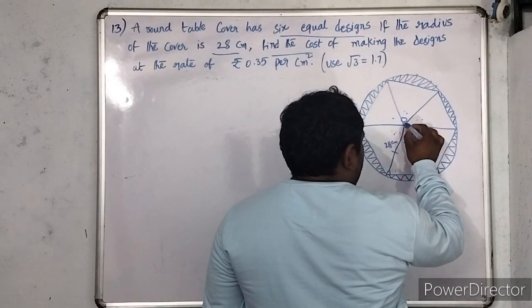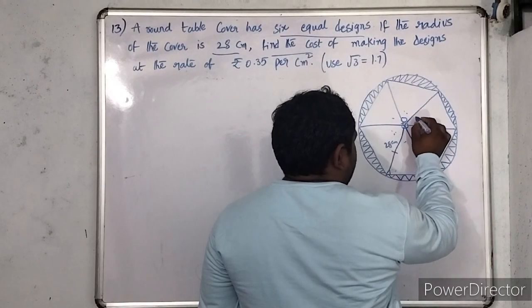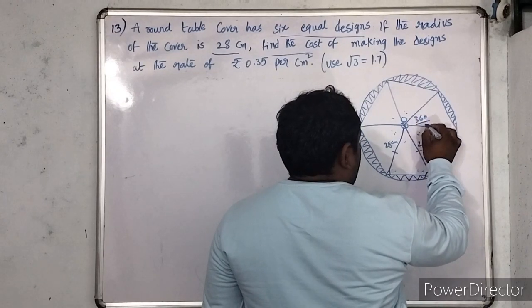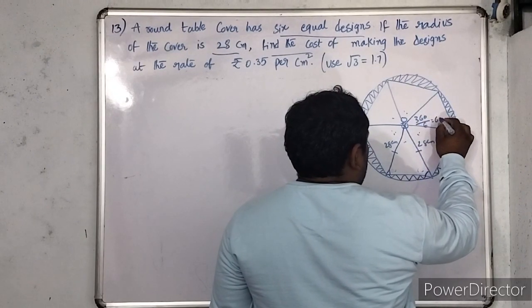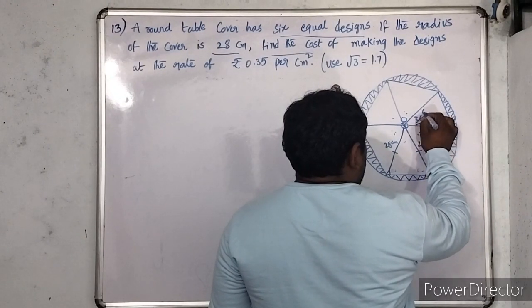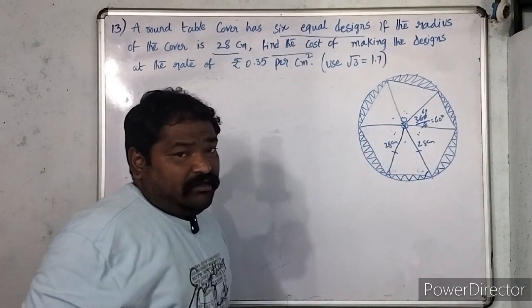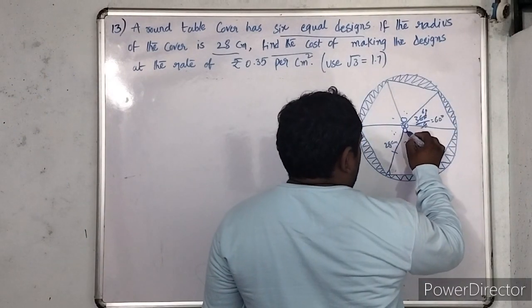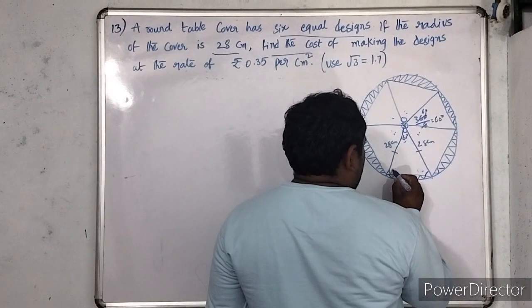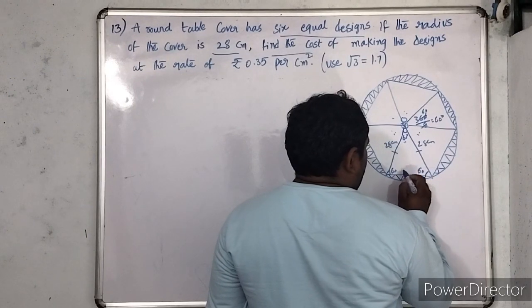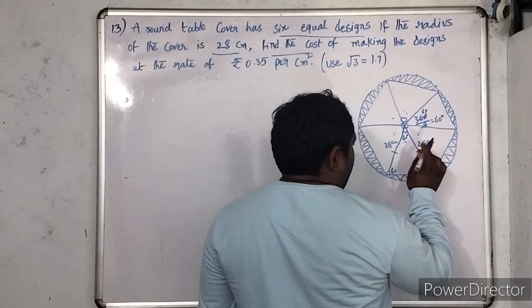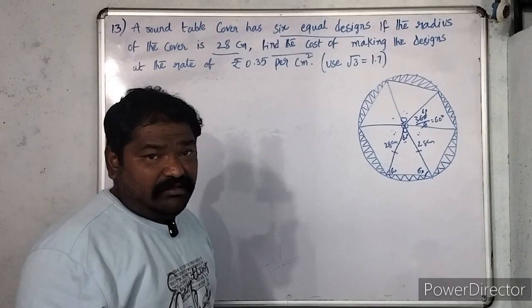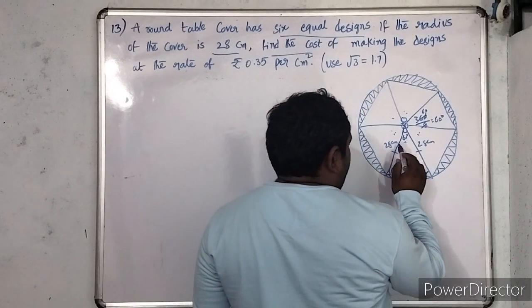Therefore, the angle at the center of the circle is 360 degrees. For 6 designs, we have 60 degrees. 6 sixties are 360. Therefore, on that sector, it makes 60 degrees. Therefore, it is an equilateral triangle: 60 degrees, 60 degrees, 60. Okay? They are already given.